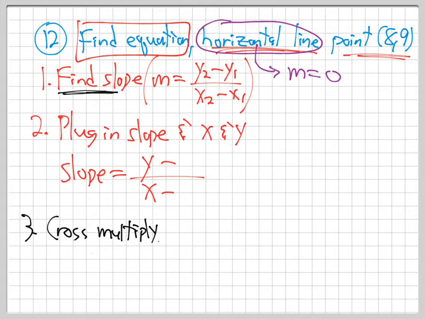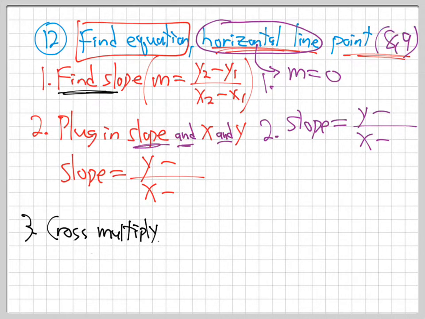Okay, great. We've got the slope 0. So now we can go to step 1. We don't need to do anything else in step 1. Go on to step 2. Plug the slope and y and x into the formula. Slope equals y minus blank over x minus blank. Plug in your slope on the left side and take your x and y and plug them in behind the x and the y. And then step 3, cross multiply. Solve for y.